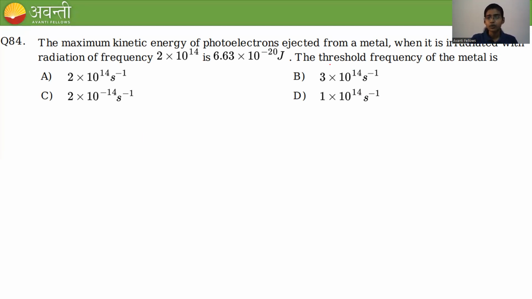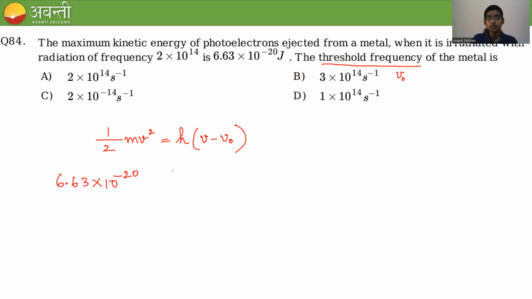So what is threshold frequency? The threshold frequency is represented by nu naught. Nu naught we have to find. So we know that the kinetic energy, that is half mv square, is equal to h into nu minus nu naught. Okay. So kinetic energy is given here as 6.63 into 10 power minus 20 joule. But we have to represent in terms of per second, right? So convert this joule: 1 joule is equal to 1 kilogram meter square per second square.